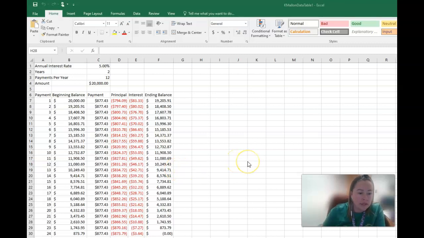So going over this data table that I made, I pretended that I was buying a car for $20,000 at a 5% interest rate. My plan was to pay it off in 2 years, making it a 24 payment commitment.